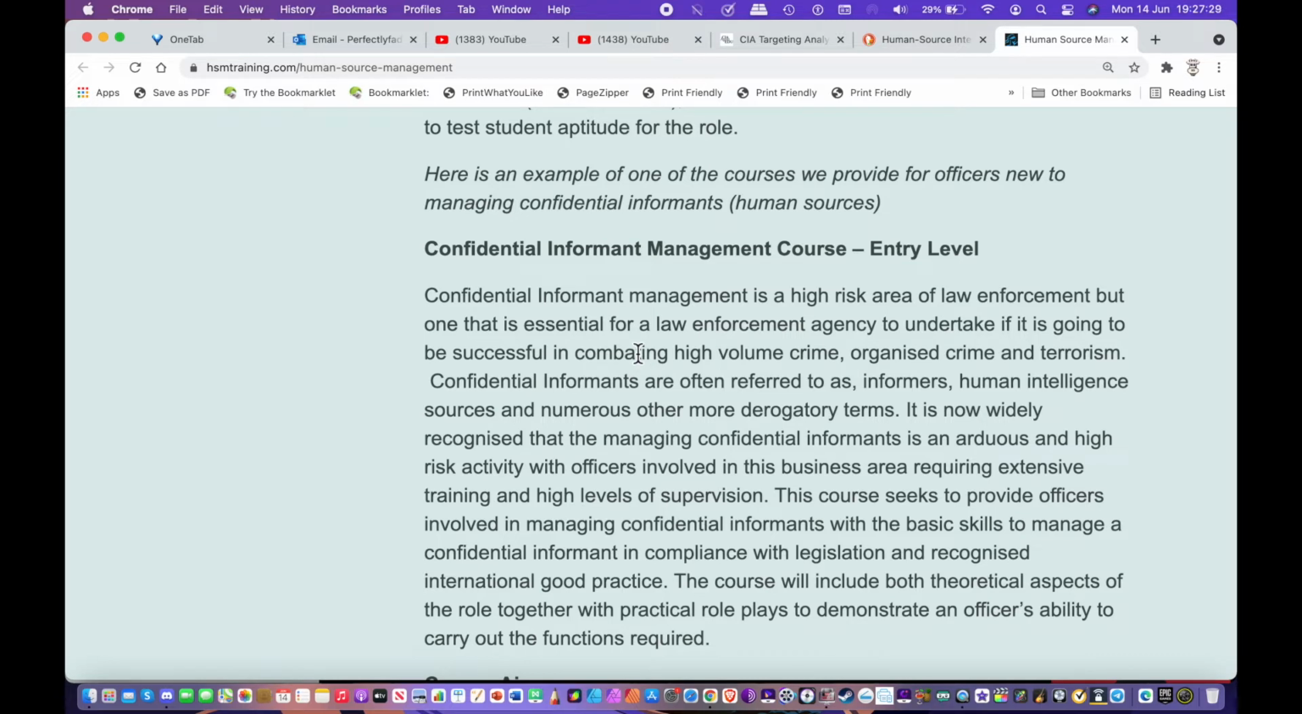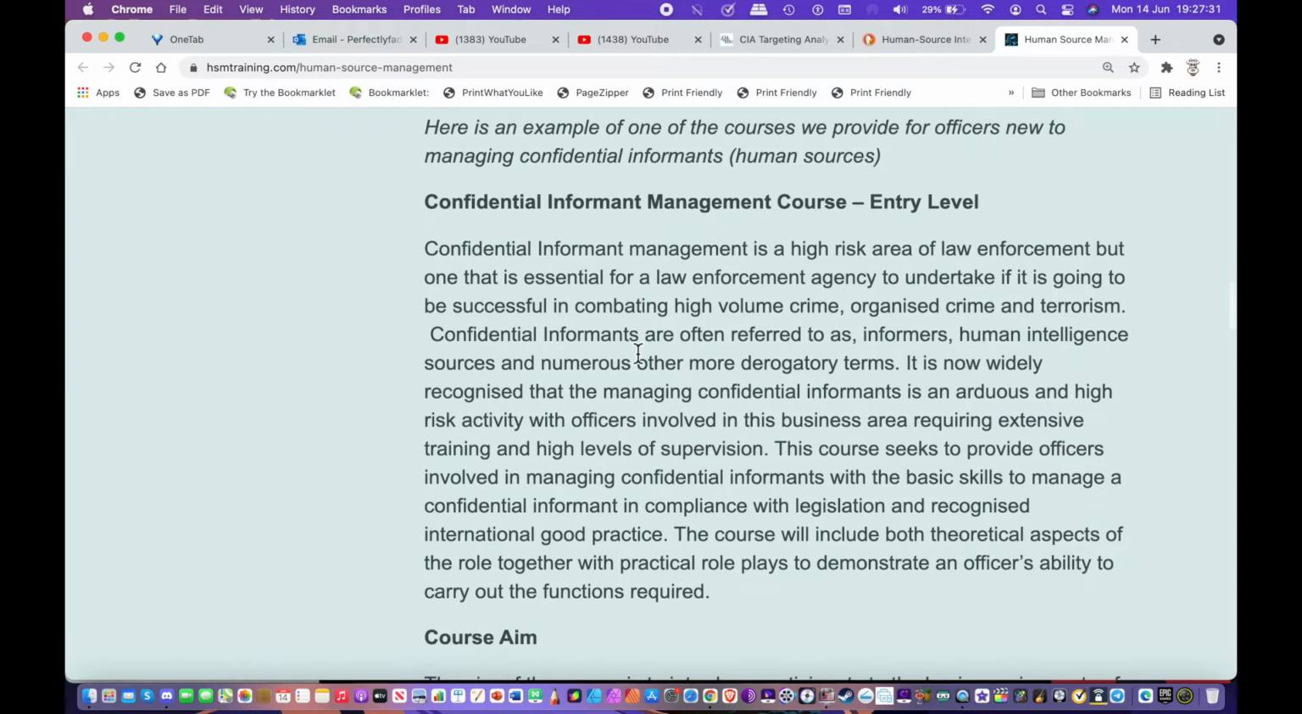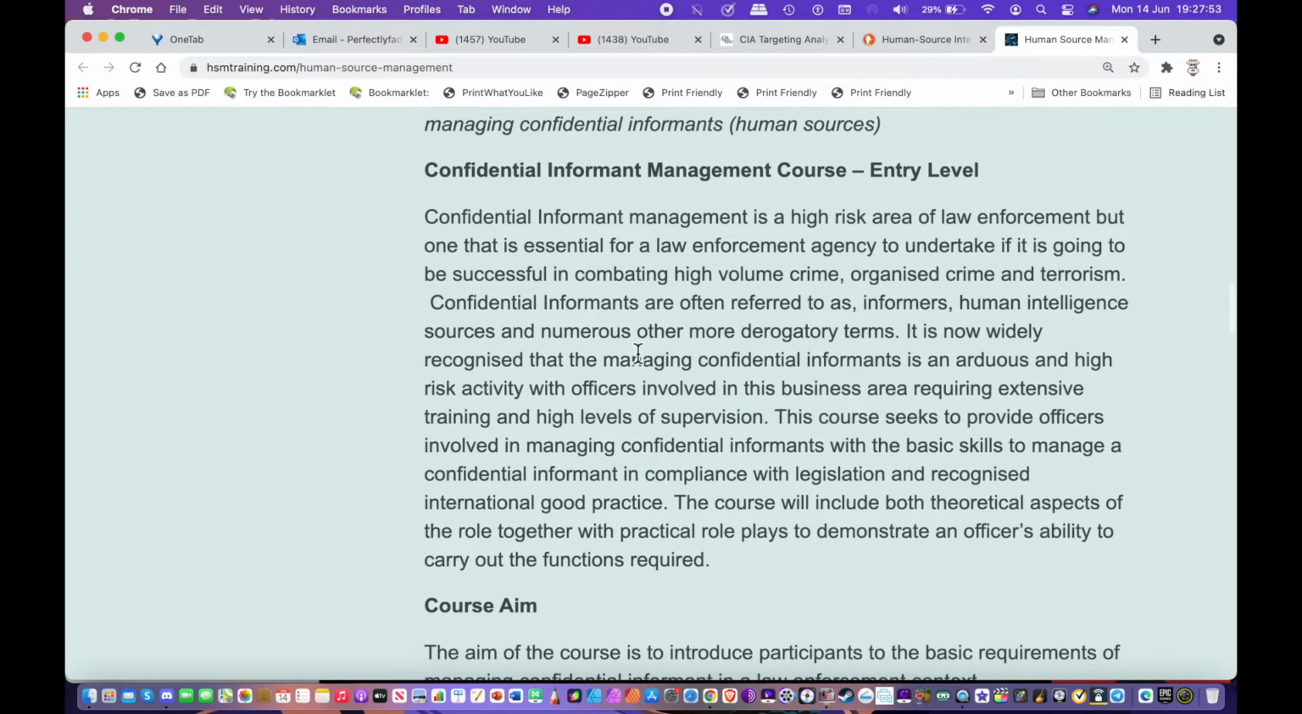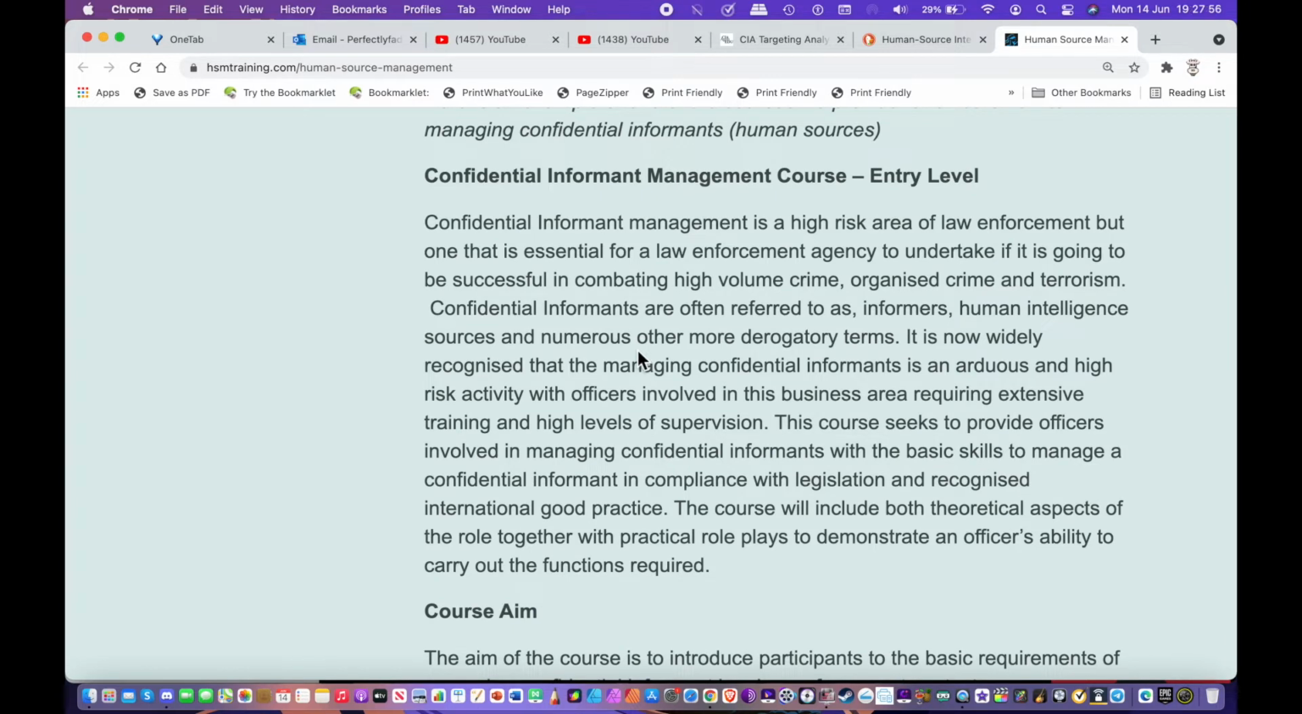So, confidential informant management course entry level. Confidential informant management is a high-risk area of law enforcement, but one that is essential for a law enforcement agency to undertake if it is going to be successful in combating high-volume crime, organized crime and terrorism. Confidential informants are often referred to as informers, human intelligence sources, and numerous other more derogatory terms.